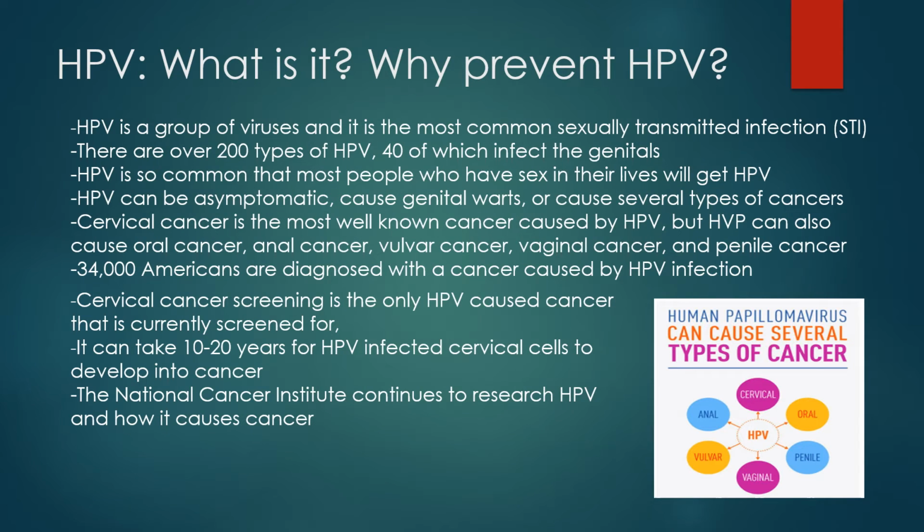HPV, what is it, and why do we want to prevent it? HPV is a group of viruses and is the most common sexually transmitted infection, or STI. There are over 200 types of HPV, and 40 of those types infect the genitals. HPV is so common that most people who have sex in their lives will have HPV at some point. Most of the time, people don't even know they have HPV because it can be asymptomatic. It can also cause genital warts and several types of cancer.